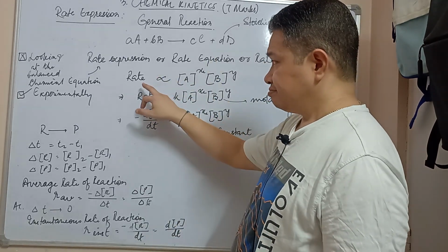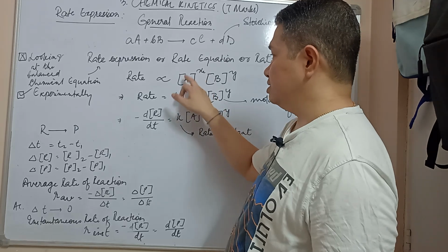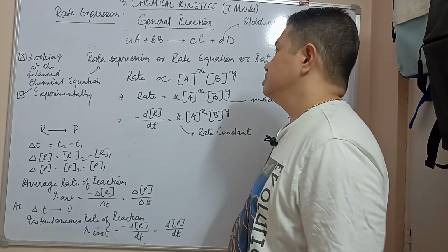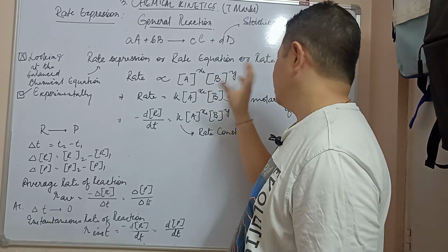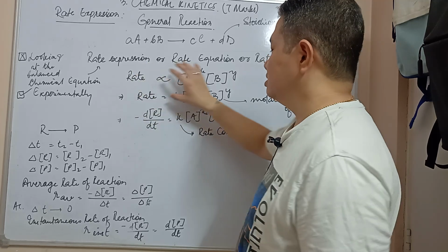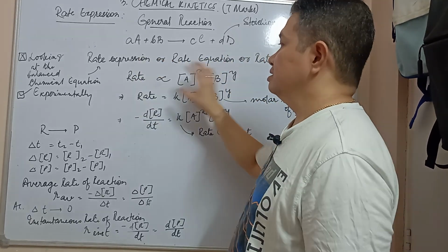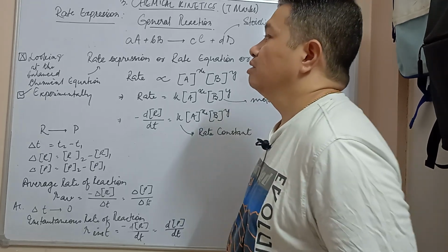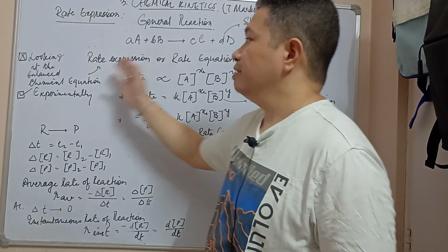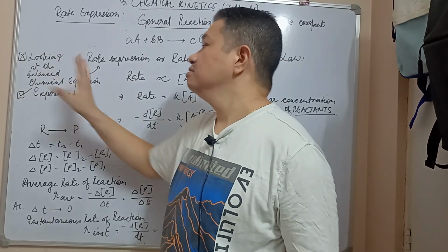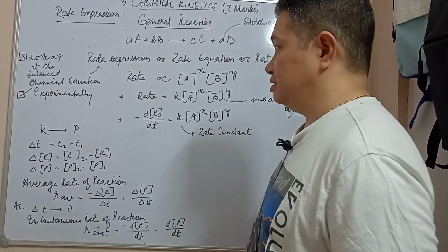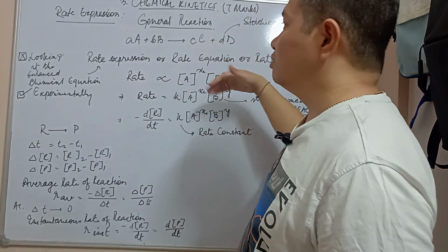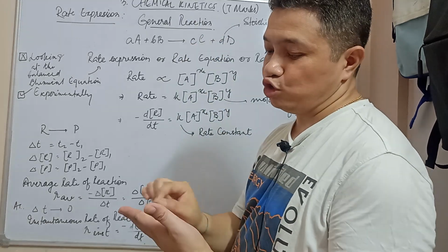The rate is proportional to the concentration of A and the concentration of B to the power of x and y. These x and y are determined experimentally, not by looking at the balanced chemical equation. The rate expression is found experimentally from the experimental data.